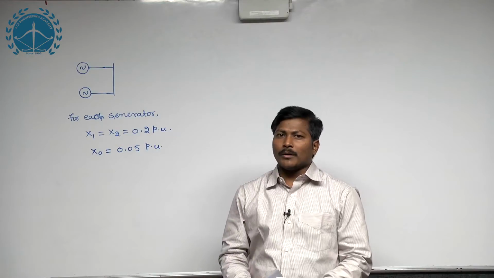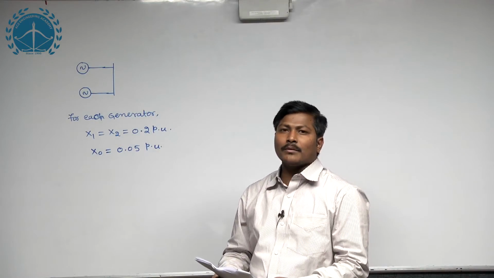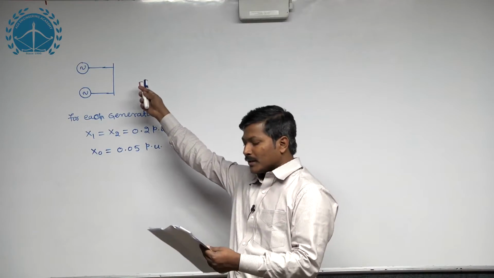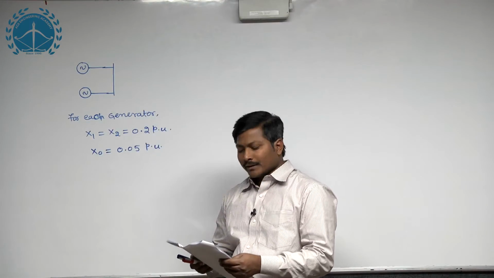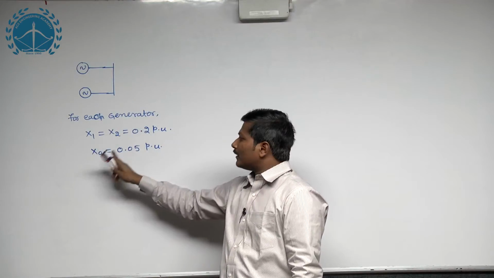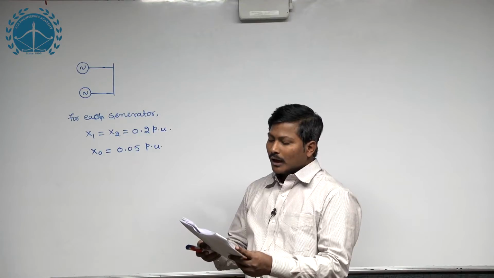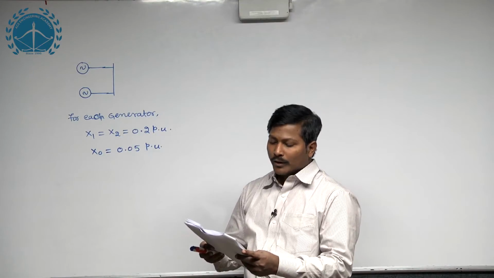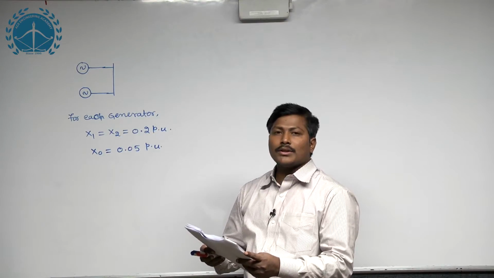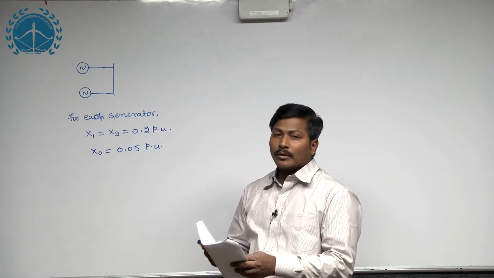So, look at this problem. We have two identical generators connected in parallel to the common bus bar this way. The sequence reactances of the generators are given. X1 equals X2 equals 0.2 per unit, X0 equals 0.05 per unit. The neutral of one of the generators is grounded by a reactance of 0.05 per unit and the other generator is isolated from the ground.